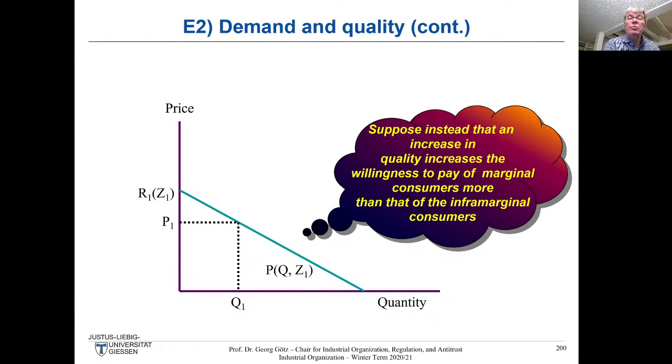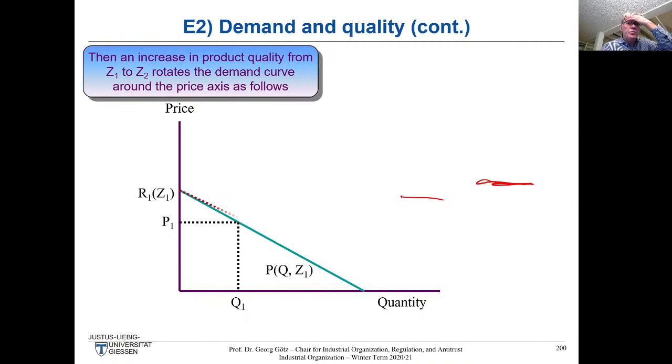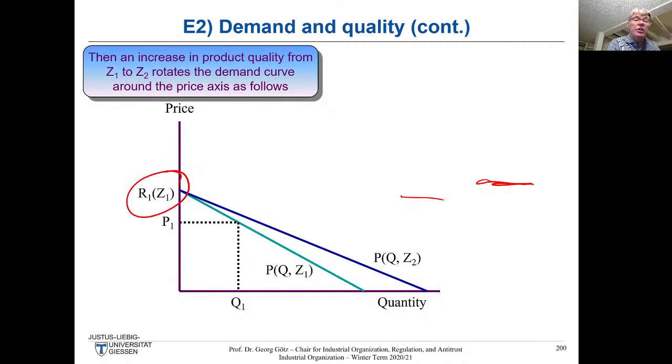What if the willingness to pay of the marginal consumers increases by more than that of the inframarginal consumers? This would lead to an outward rotation at this point here of the demand curve. That would mean the willingness to pay of the marginal consumer here increases by more than that of the inframarginal consumers. The poor ones experience a stronger increase in their willingness to pay. Okay.